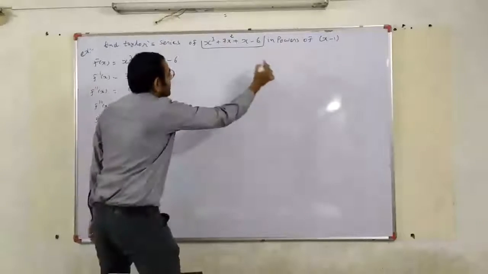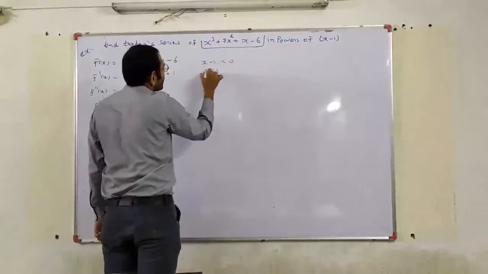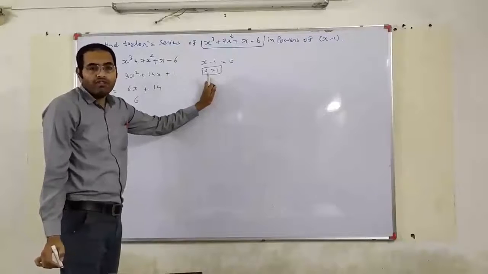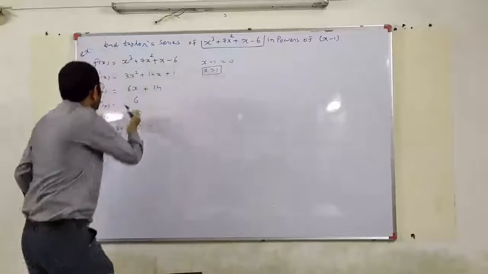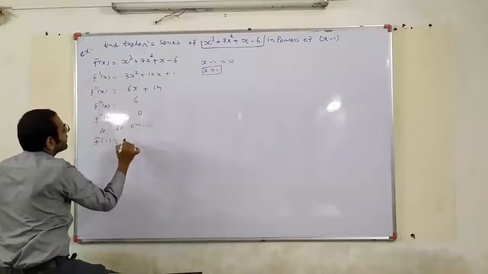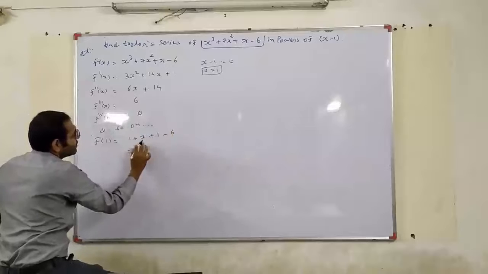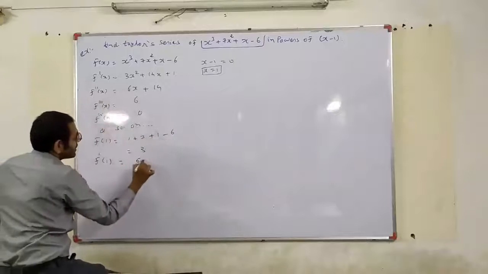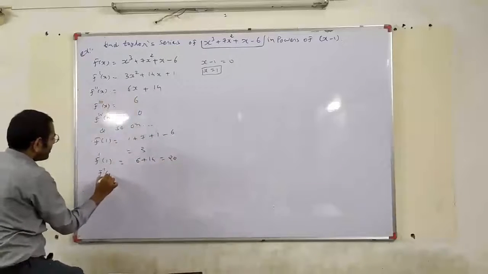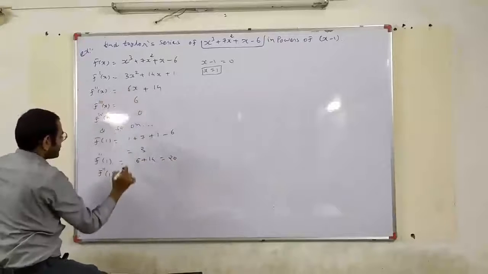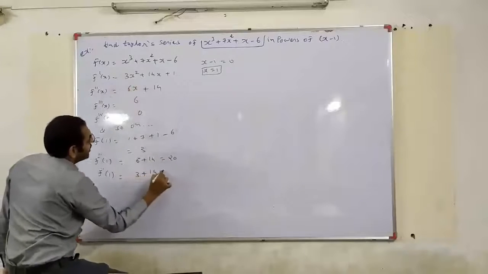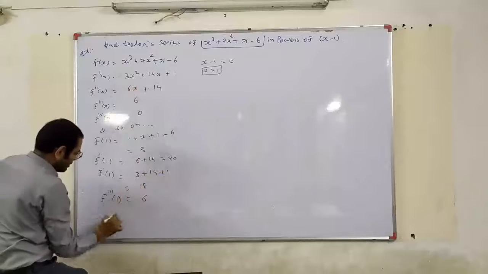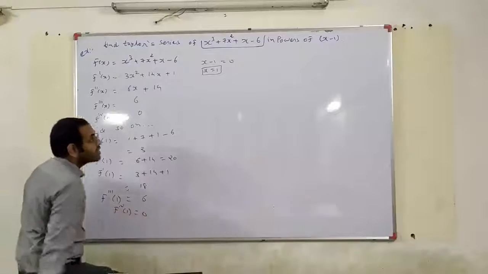Now here, in powers of x minus 1, x minus 1 equal to 0 gives x equal to 1. That is the position. At this particular position, we will have to find the Taylor series. Substitute x equal to 1 in these equations: f of 1 is 1 plus 7 plus 1 minus 6, which is 3. f dash of 1 is 3 plus 14 plus 1, that is 18. f double dash of 1 is 6 plus 14, that is 20. f triple dash of 1 is 6, and the fourth derivative of 1 is 0.